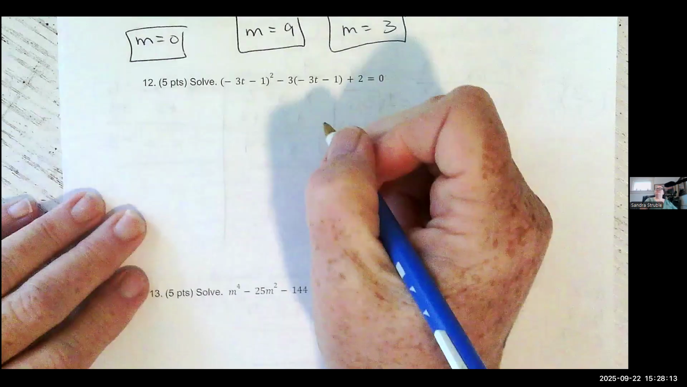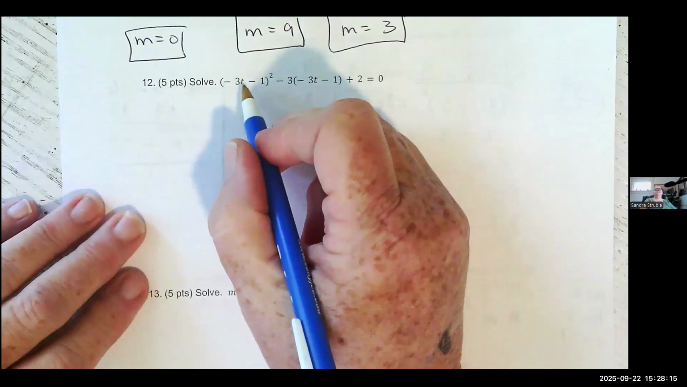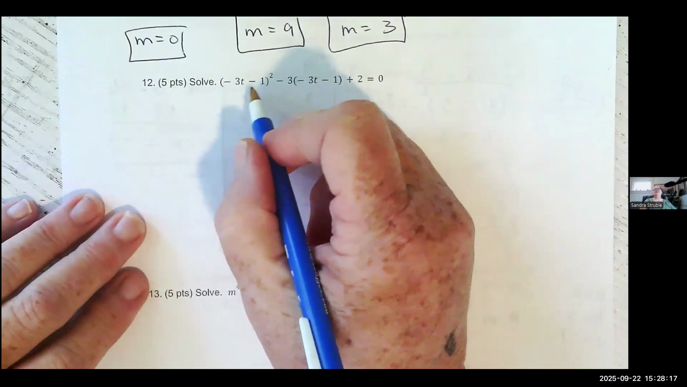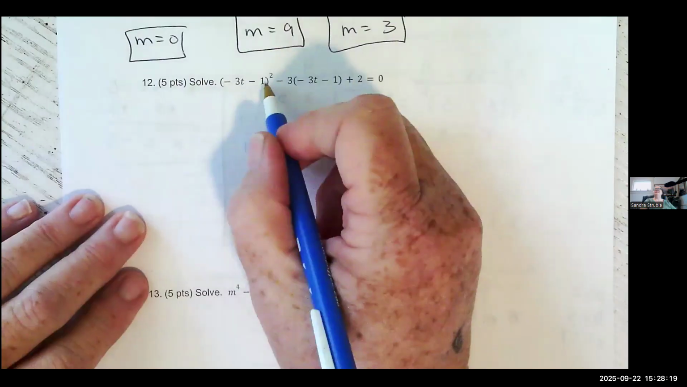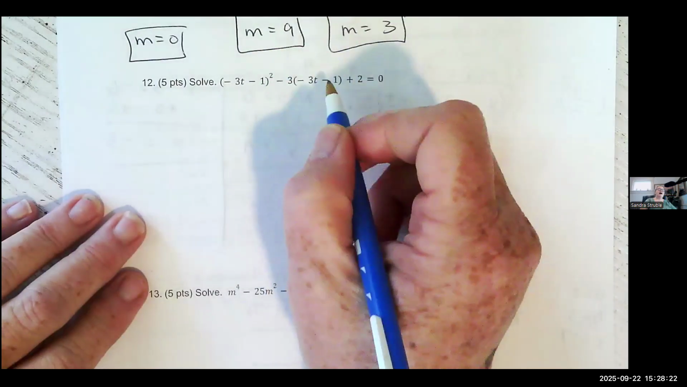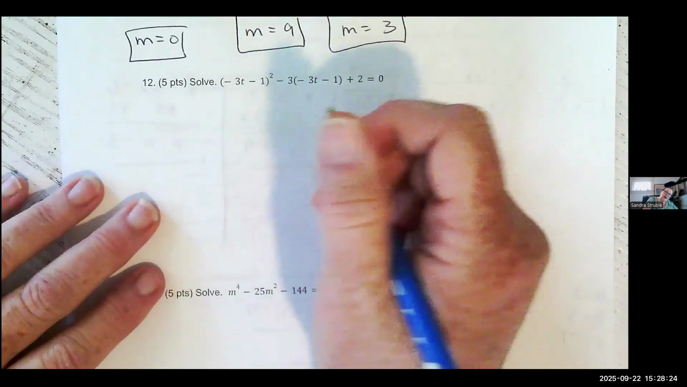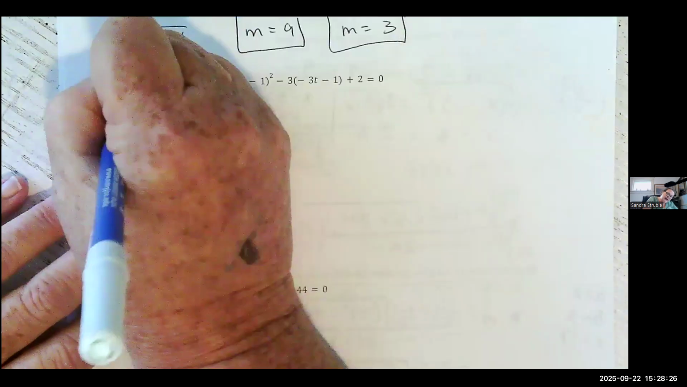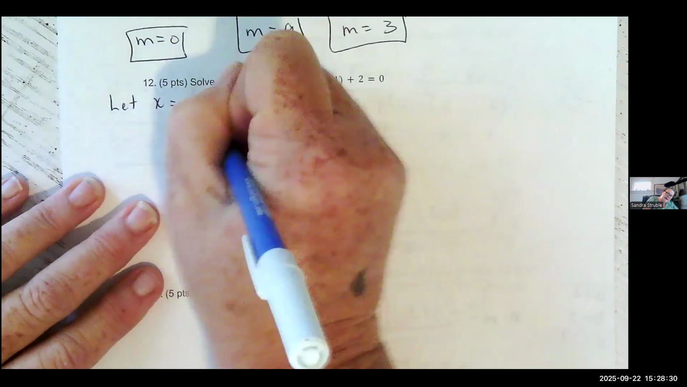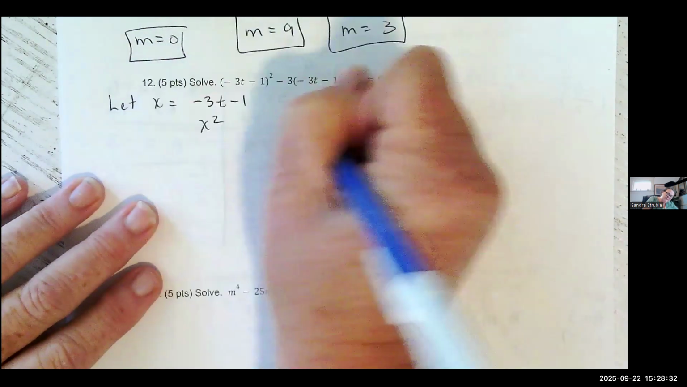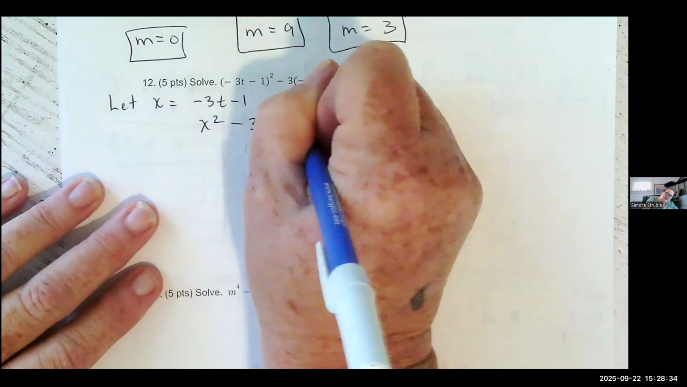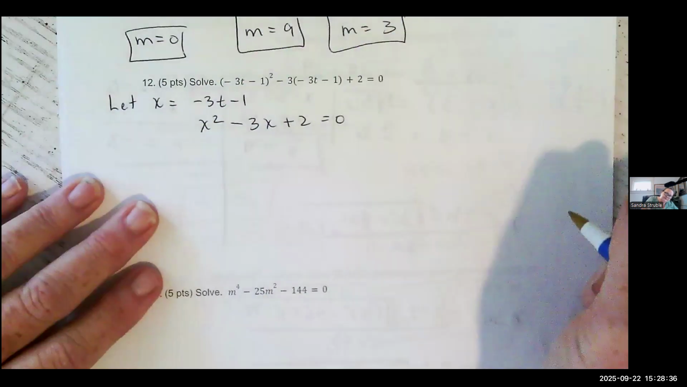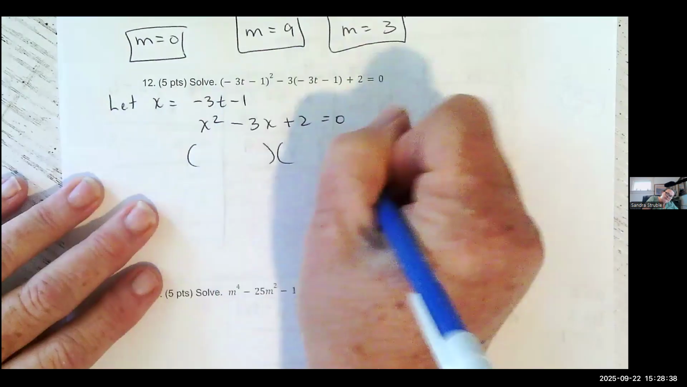All right, the next one. Many of you went ahead and multiplied negative 3t minus 1 times negative 3t minus 1 and then distributed your 3's. And I didn't expect all that. That's a lot of work. Instead, I'm going to let x equal negative 3t minus 1. And I end up with x squared minus 3x plus 2 is equal to 0. I just need to factor this.